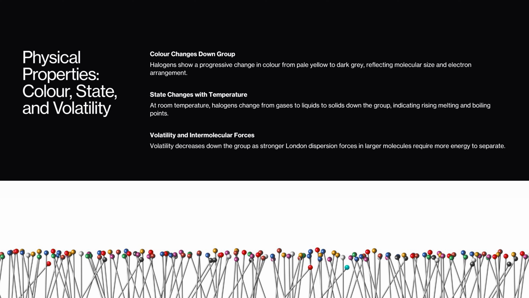At room temperature, the state changes from gas to liquid to solid as you move down the group, indicating increasing melting and boiling points. These trends occur because larger halogen molecules have more electrons, leading to stronger London dispersion forces between molecules. As a result, more energy is required to separate the molecules during melting or boiling. Volatility decreases down the group, meaning iodine evaporates much less readily than chlorine.